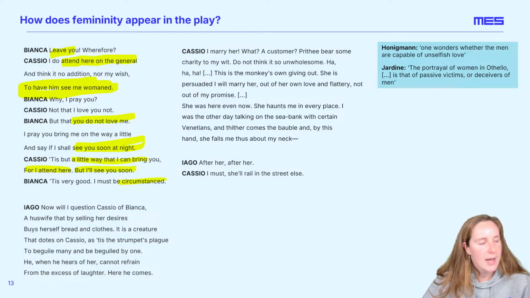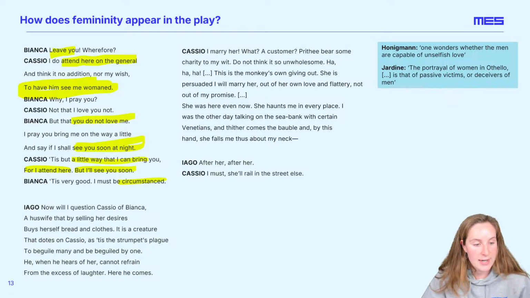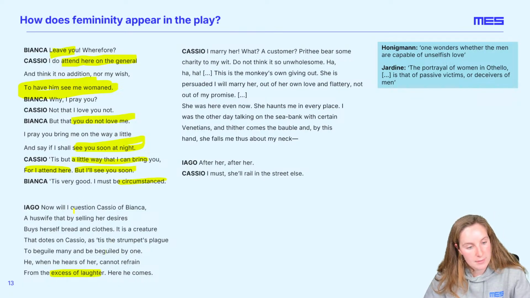And Iago also says, this is to himself: Now I will question Cassio of Bianca, a housewife that by selling her desires buys herself bread and clothes. It is a creature that dotes on Cassio, as 'tis the strumpet's plague to beguile many and be beguiled by one. He, when he hears of her, cannot refrain from the excess of laughter. Here he comes.